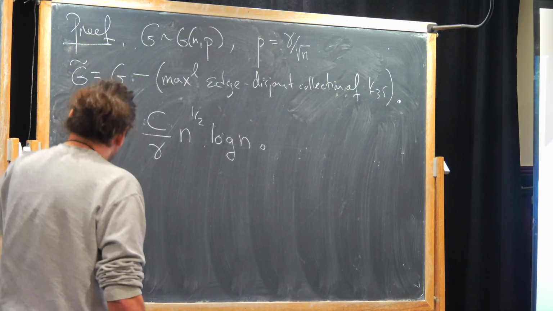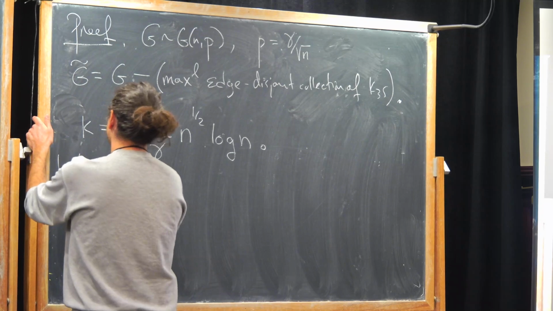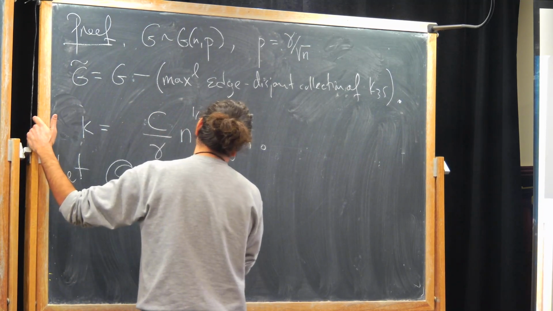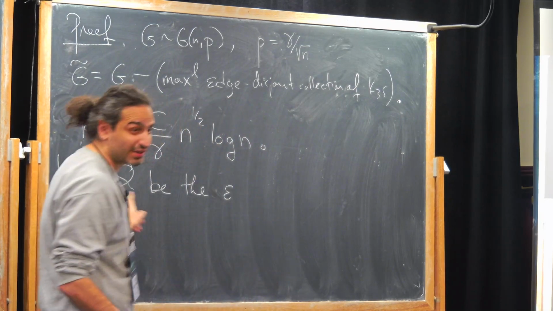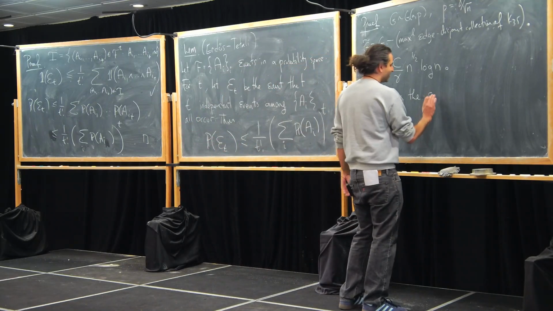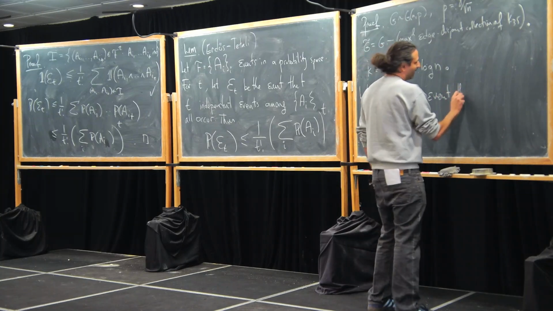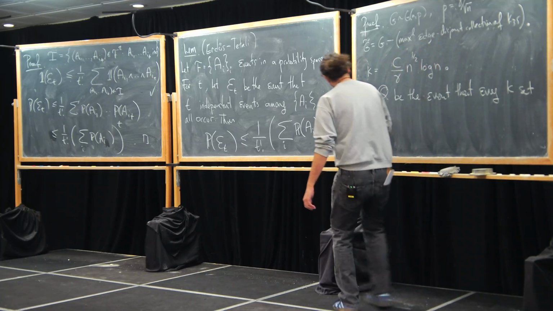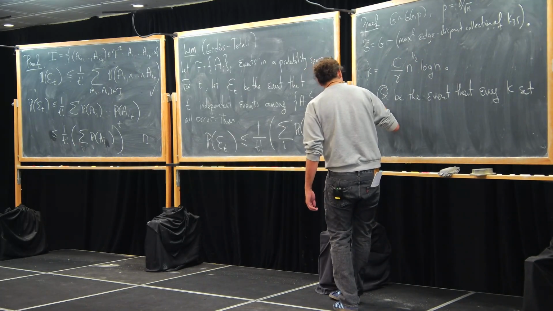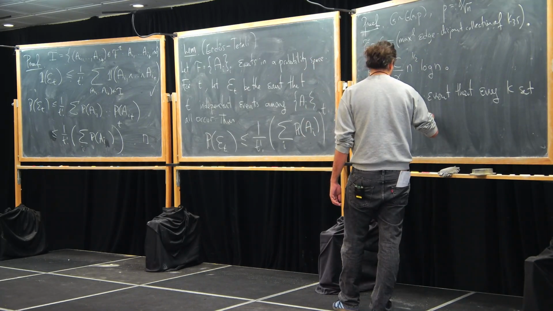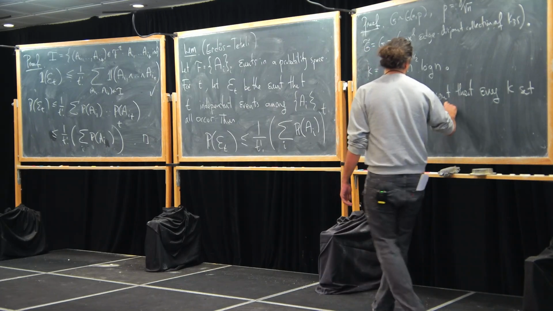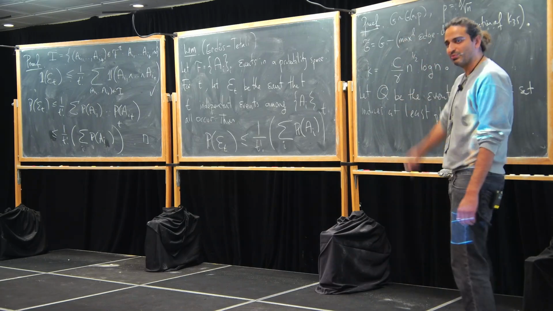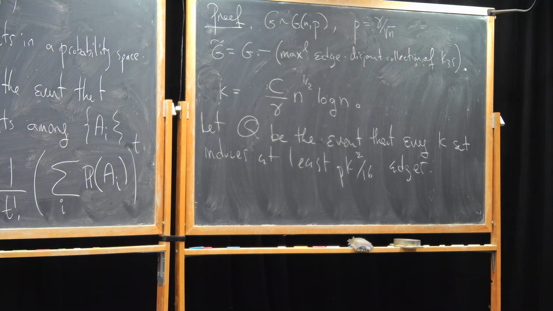Now I forget what to do. OK, so now let's call it maybe Q the event. I called it Q because it's like a quasi-randomness event. So the event that every k set induces at least p k squared over 16 edges. And we know that this holds with high probability. That's why I'm allowed to call it a quasi-randomness event, I guess.